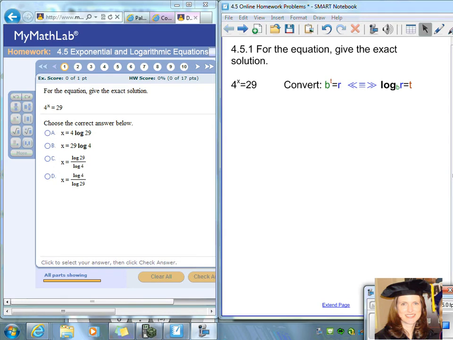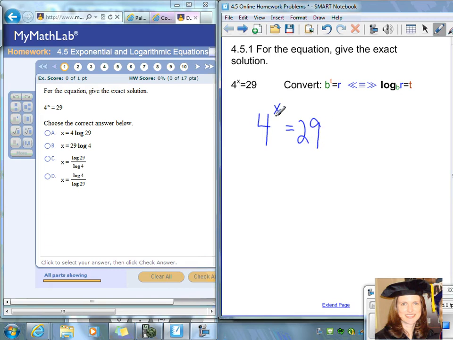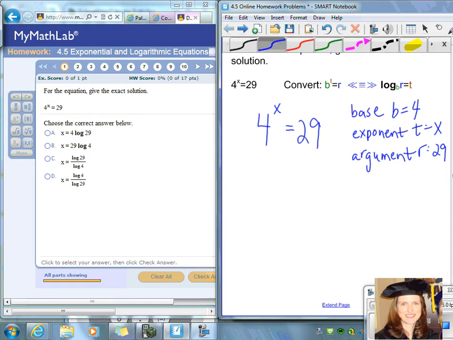The equation that we have is 4 to the x is equal to 29. This has the three components. The base b is equal to 4, the exponent t is equal to x, and then the argument, the only other number left, we call that an argument. Argument r is equal to 29. So anything that's written in exponential form that has those three components, you can rearrange them into logarithmic form.